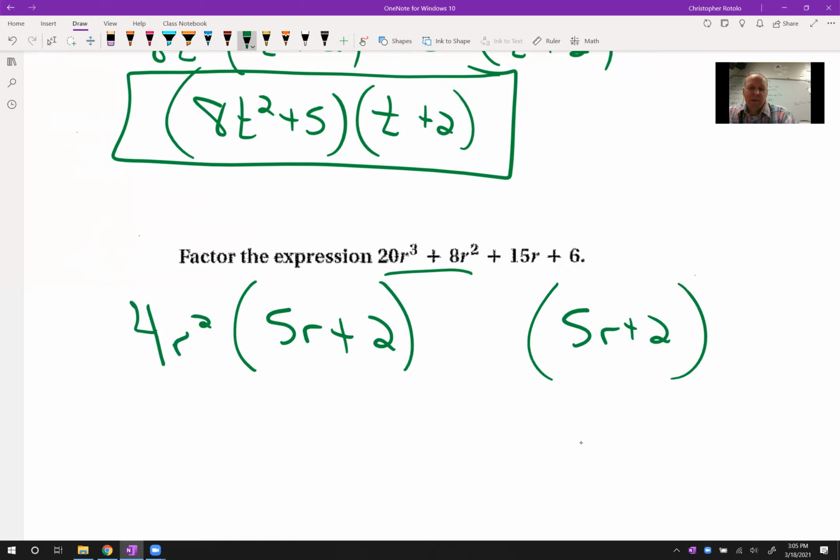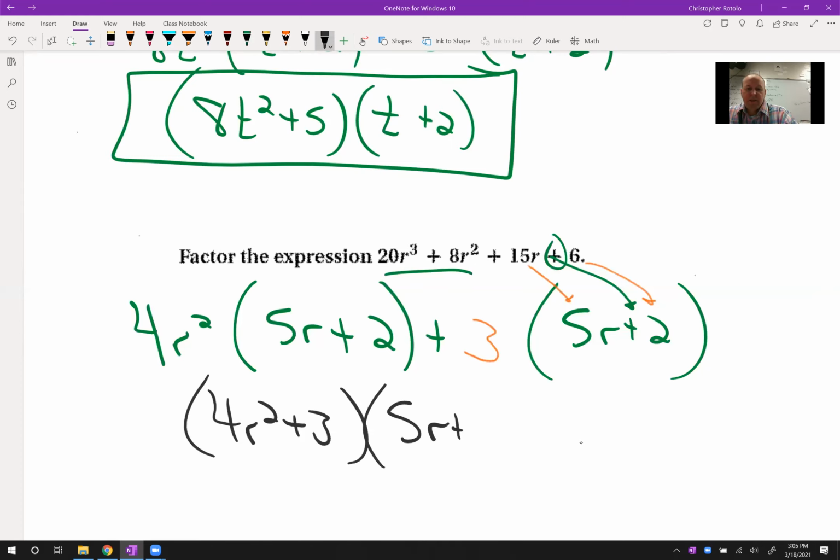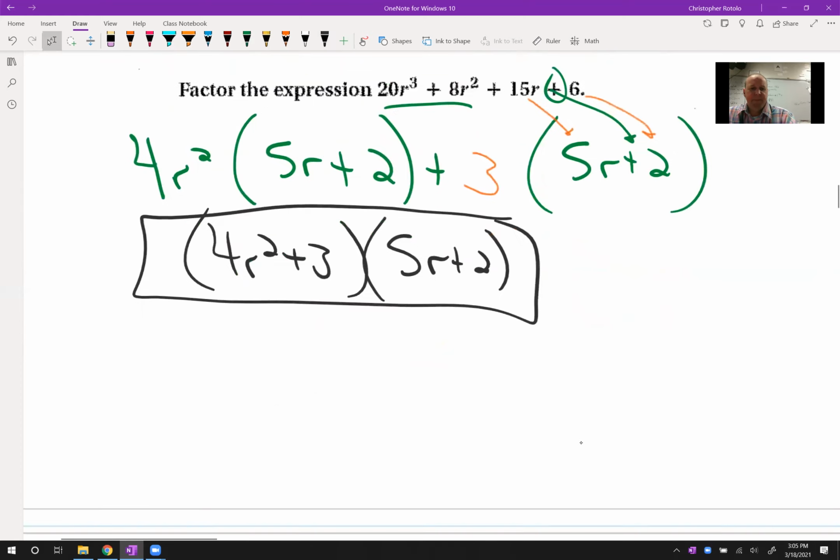Okay, so let me use this idea again, right? Sign stays the same, so I'm going to take out plus. 15 divided by 5 is 3. 6 divided by 2 is 3, so this must be a 3. 4r squared plus 3, that goes together, and I need a 5r plus 2. Okay, so hopefully by now you're seeing kind of the pattern to it.